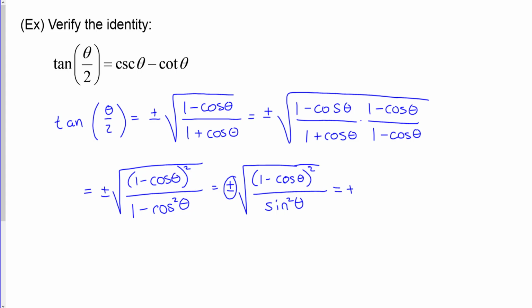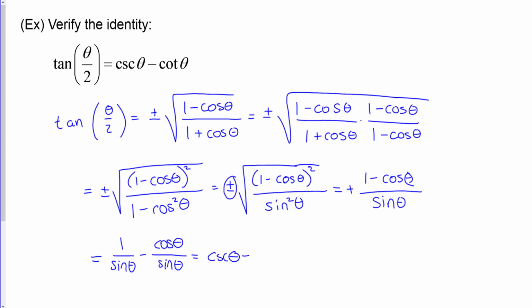I'm going to take the square root of the numerator and the denominator, which would be 1 minus cosine theta over sine theta. And now I think I'm almost done. If I split this up, I would have 1 over sine theta minus cosine theta over sine theta. 1 divided by sine theta is cosecant theta. Cosine over sine is cotangent theta. And there I've proven my identity.